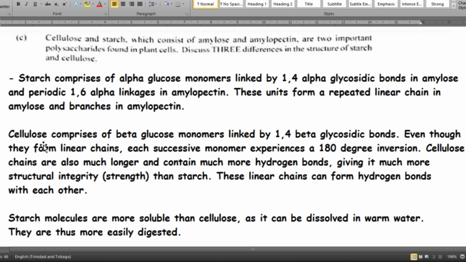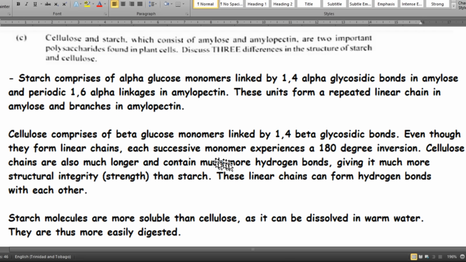Cellulose, on the other hand, comprises beta glucose monomers linked by 1,4 beta glycosidic bonds. Even though they form linear chains, just like amylose, each successive monomer, a monomer being just a unit of sugar or a unit of some molecule, experiences a 180-degree inversion. Cellulose chains are also much longer and contain many more hydrogen bonds. That's why they're so strong.